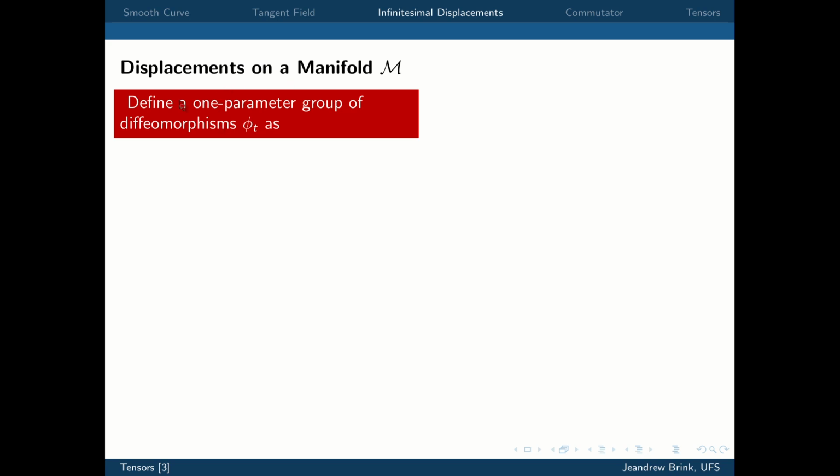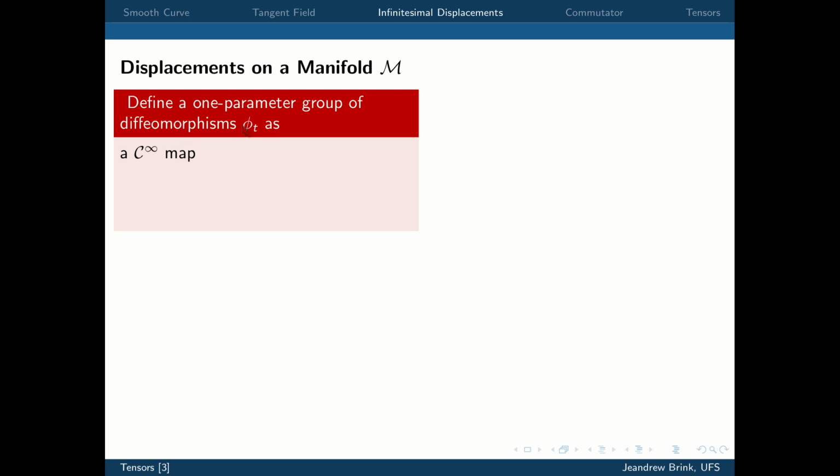And so what we do is to define a displacement, sorry, is we introduce this idea of a diffeomorphism. So we're going to define a one-parameter group of diffeomorphisms in the following way. A diffeomorphism is basically this fact that you're taking one point on the manifold and you're mapping it to another point on the manifold. Okay, in some sense, it's simpler than the idea of a vector.